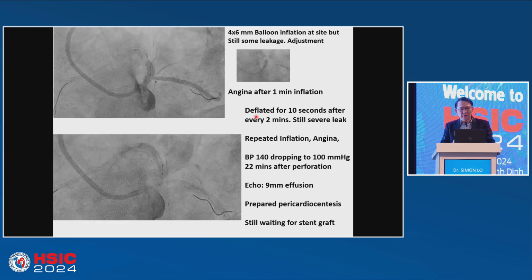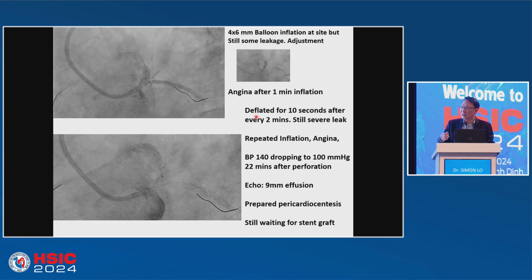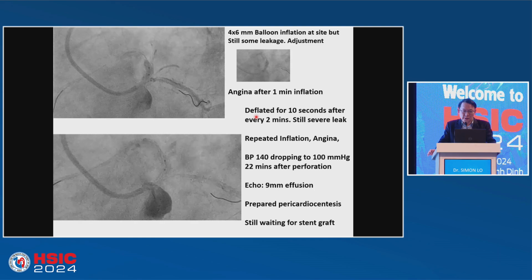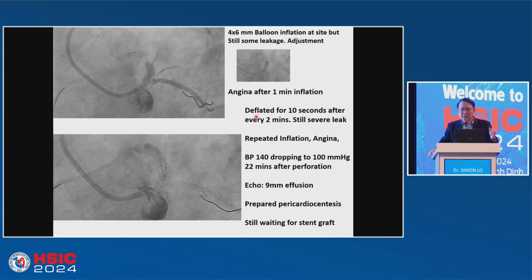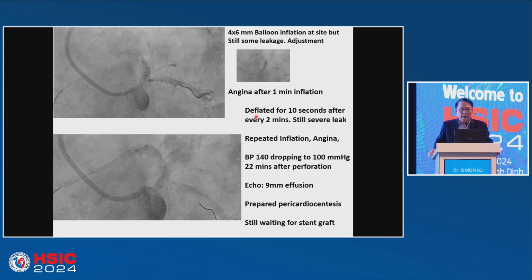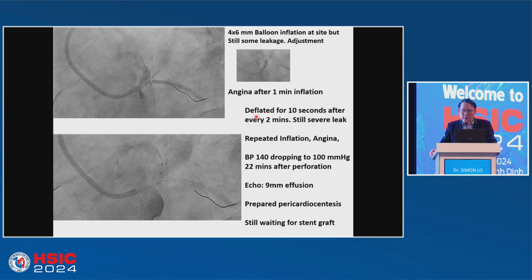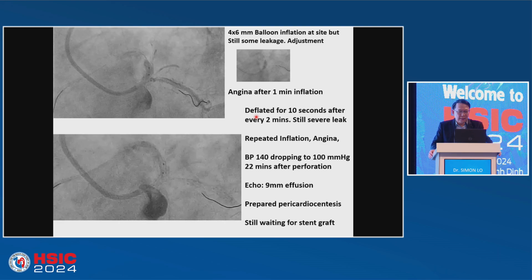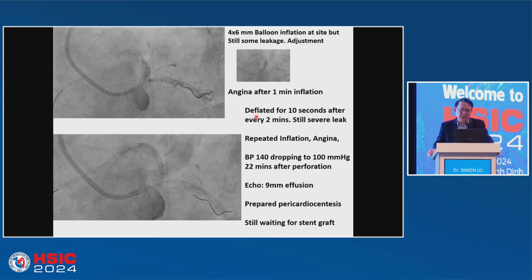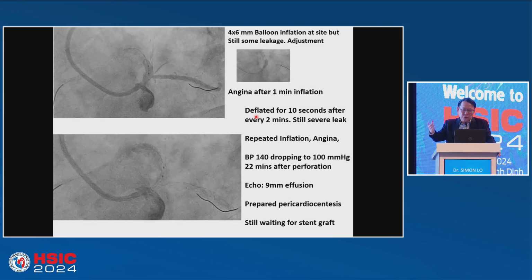But you can see on the angiogram, there was still a leak, despite the fact that I inflated a 4 millimeter balloon at 6 to 8 atmosphere at the site of the lesion. So something is not right with this artery. And because the patient could not tolerate this long inflation, after 1 minute, she complains of angina. And you can see the ECG changes and so forth. Okay? And she'll be screaming about pain.